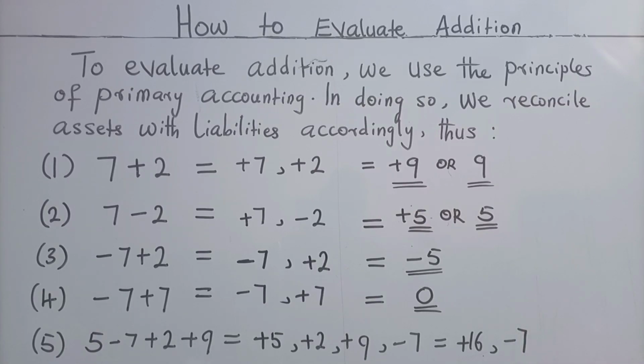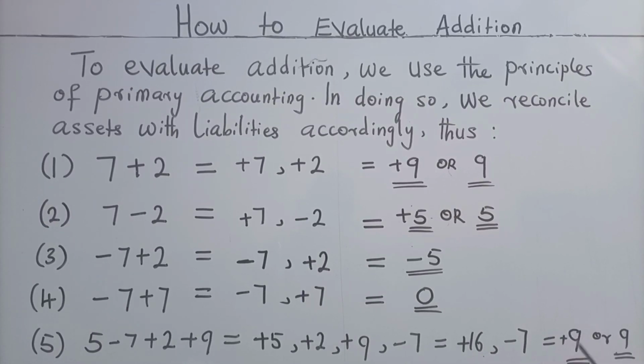And if I do that, what remains? What remains is 9. Is that 9 what I have or what I'm still owing? Certainly, it is what I have. And that's why the answer will be equal to plus 9. See it. That is plus 9 or just 9.